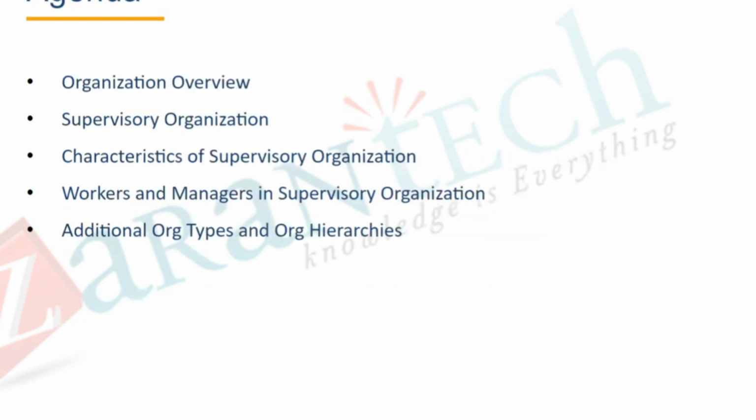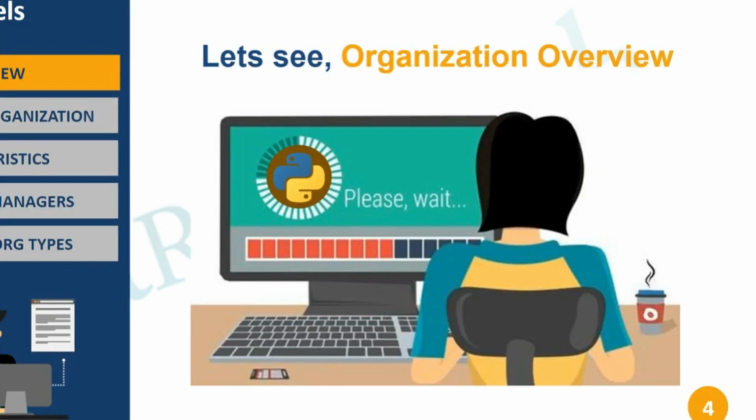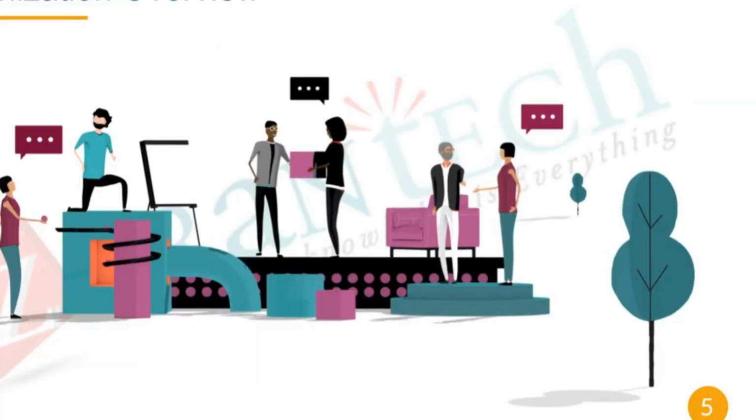The agenda for today's video is Organization Overview. Supervisory Organization. Characteristics of the supervisory organization. Workers and managers in the supervisory organization. Additional organization types and hierarchies. Let's start with an overview of organizations in Workday. The image shows an overview of organizations in Workday.